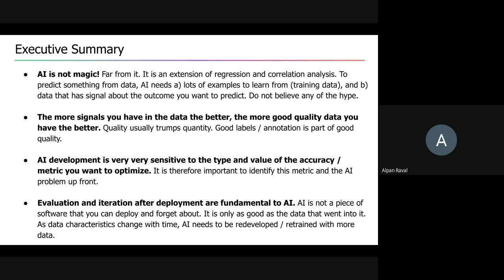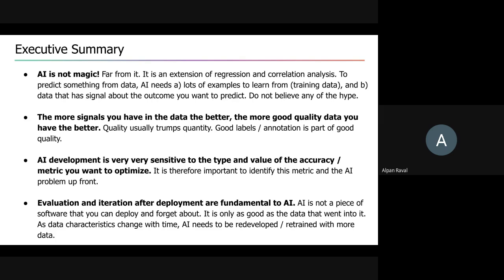The last point I want us to come away with is that evaluation and iteration after deployment are fundamental to AI. You can't escape this. AI is not a piece of software that you can just deploy and forget about. It's only as good as the data that went into it, and therefore, as the characteristics of this data change with time, the AI needs to be redeveloped and retrained with more data, with fresh data, new data, and so on. So this is an executive summary. There's a lot of detail hidden in these four points, which is what we'll uncover through the next two or three sessions.